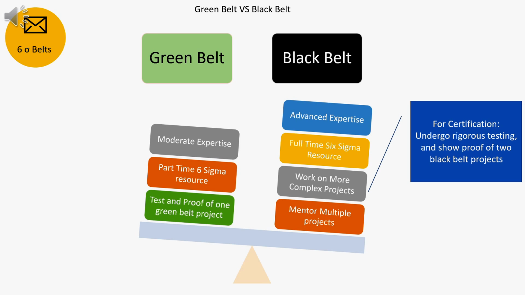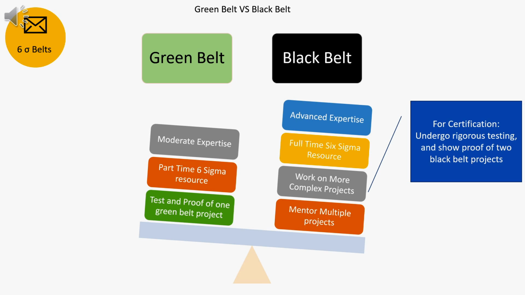A Green Belt's expertise or knowledge of the concepts is going to be a little bit moderate. It's because they are not using the tools and concepts as frequently, and they are only dedicating part of their time along with their normal job. A Black Belt on the other hand has advanced knowledge and works as a full-time Six Sigma resource. The Green Belt has nearly identical responsibilities as the Black Belt when it comes to projects, but typically Black Belts work on much more complex challenges or problems, more dynamic. Black Belts also mentor multiple projects at the same time, something which a Green Belt does not have to do.